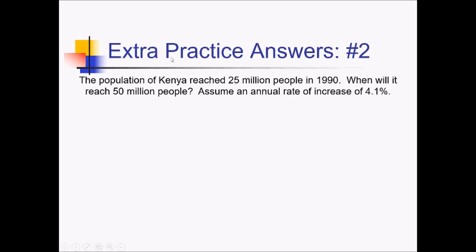On this problem, we have the population of Kenya reaching 25 million people in 1990. We want to know when it reaches 50 million people with an annual rate of increase of 4.1%. So since this is just happening annually, we can just use the AB to the T formula, and we're trying to figure out when, so that's going to be the T value we're solving for, which means we have to plug in values for the other three unknowns.